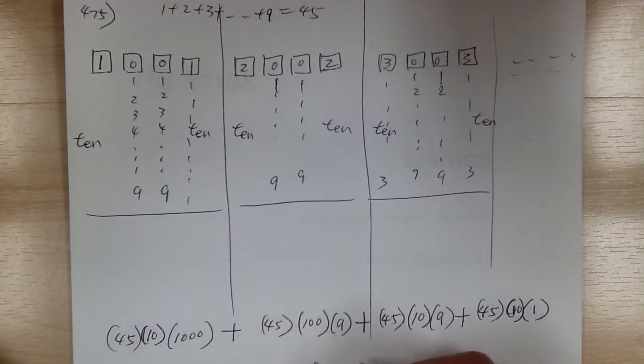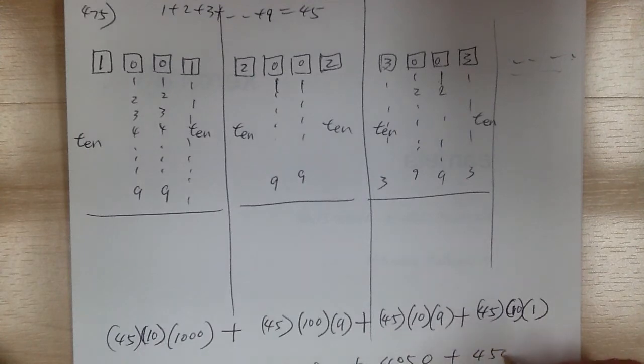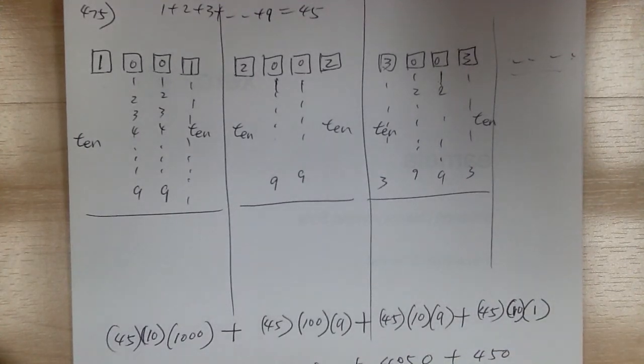405 with 2 zeros, and this would be 405 with 1 zero, and this would be 450. Okay, you add all this together, give you 495,000.